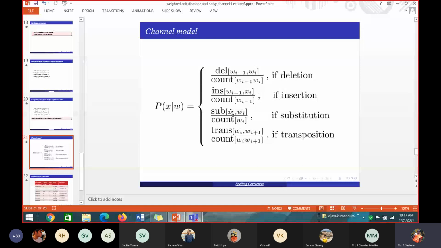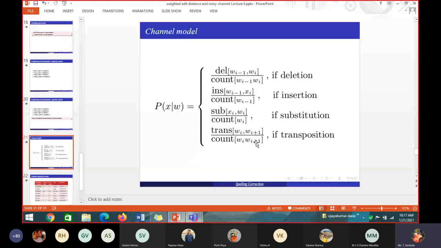Next one, transposition. Transposition means how many times these two characters W_i and W_i plus 1, that is AB, are replaced as BA. Count how many times the two characters occur together in my corrected corpus. Among those, what fraction of times they got transposed as BA. That we call transposition.